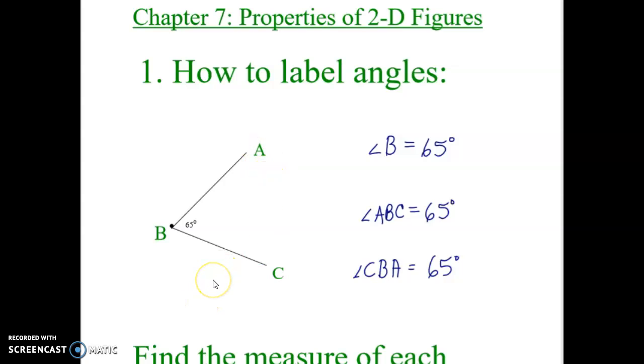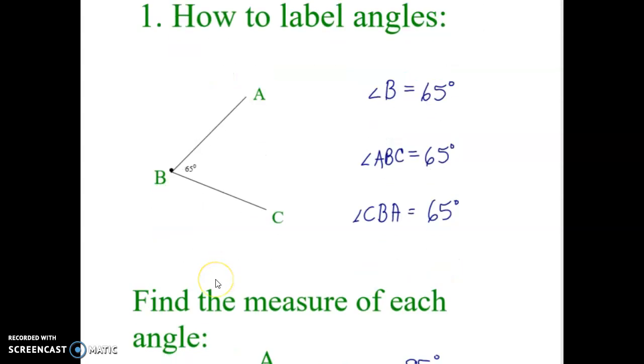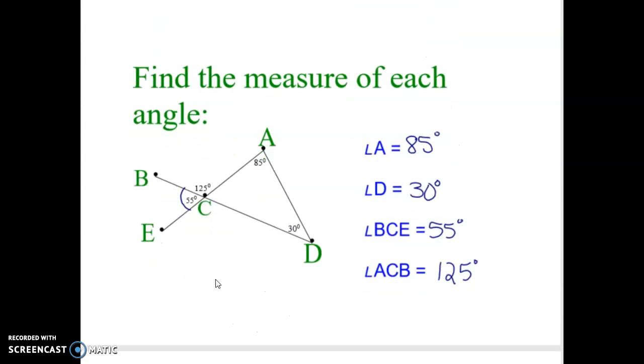So it is longer when I label it as ABC or CBA, but sometimes it's necessary to use 3 letters to label an angle. And when we do this, it's very important that the vertex B is always the middle letter. Okay, I cannot call this angle BAC. That would be incorrect. It has to be angle ABC or CBA. Okay. Finding the measure of an angle.